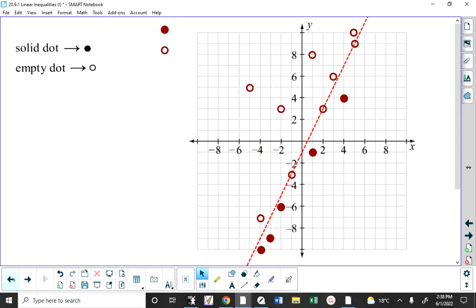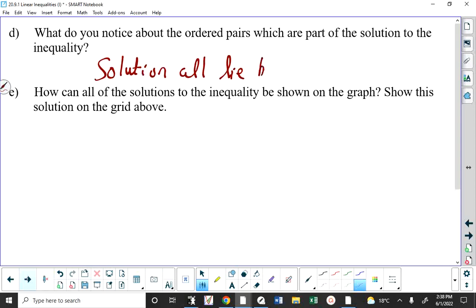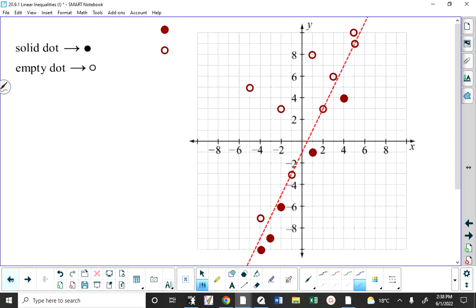It's going to be whether it's above or below. So what we notice is the solutions all lie below the line. And I want to point out to you that below the line means exactly that. Below the line, not on the line. In fact, I've chosen some strategic points here that happen to fall on the line, and they're not part of the solution. This is why we draw a dashed line. That line is not part of the solution.